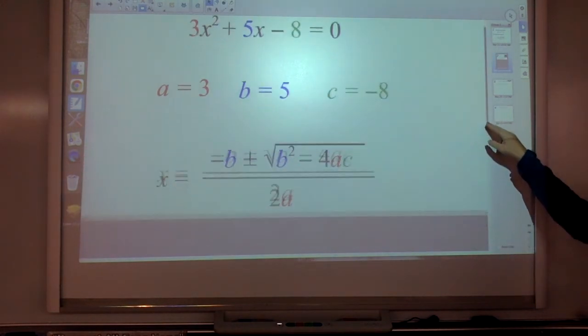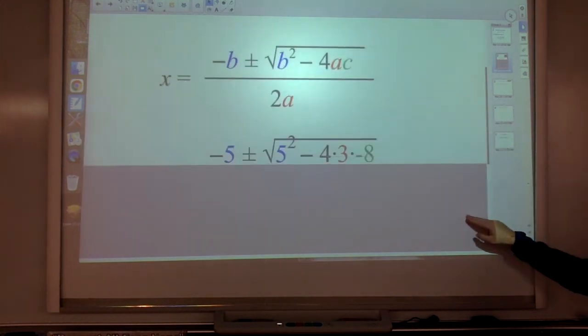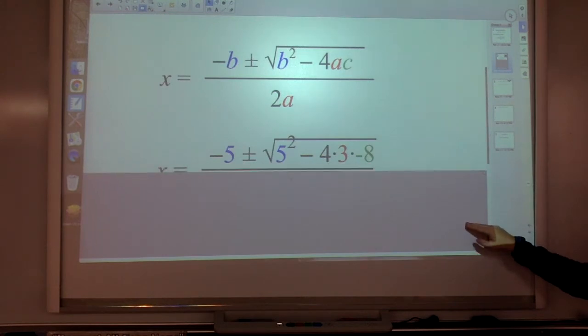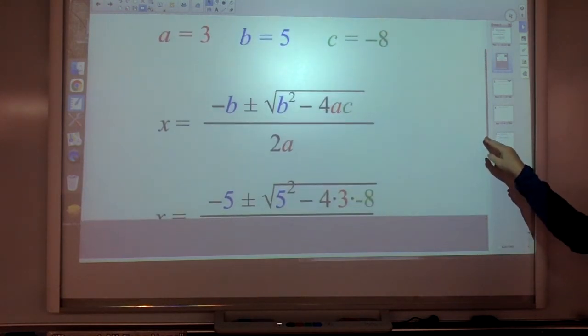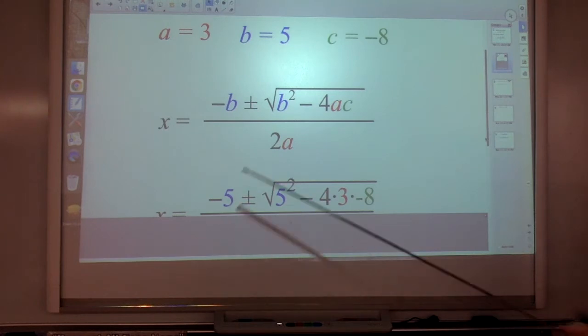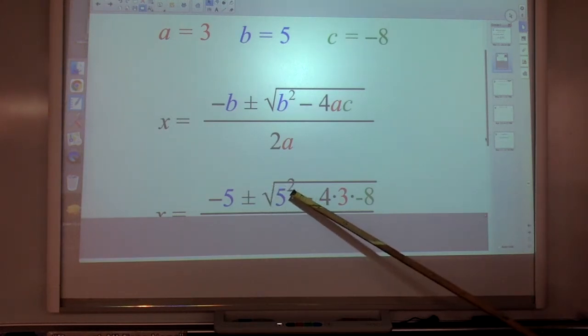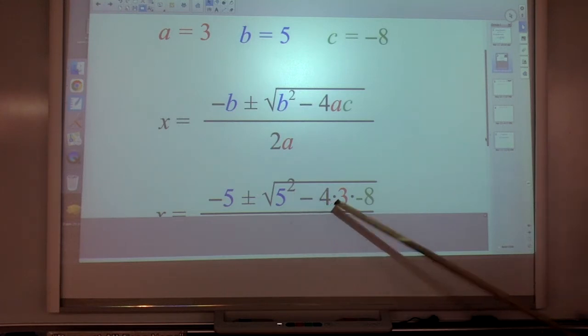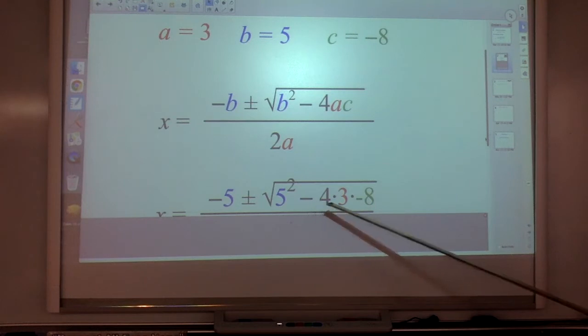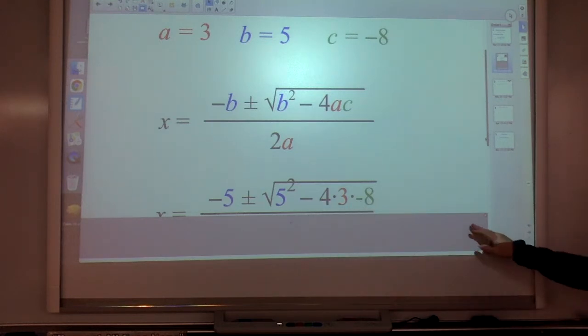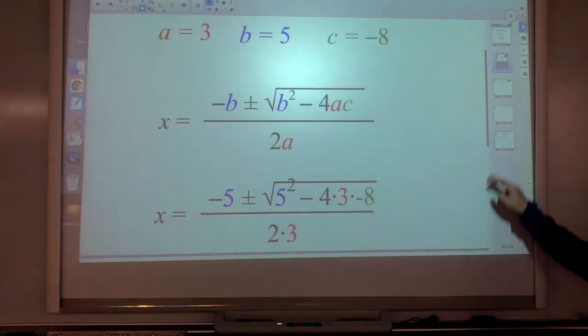So when that gets plugged into this formula, x equals negative 5 because b was 5. So we need the opposite of it. Plus or minus 5 squared, b squared, minus 4 times 3 times negative 8. Make sure this is a subtraction sign and that's a negative sign. All over 2 times 3.